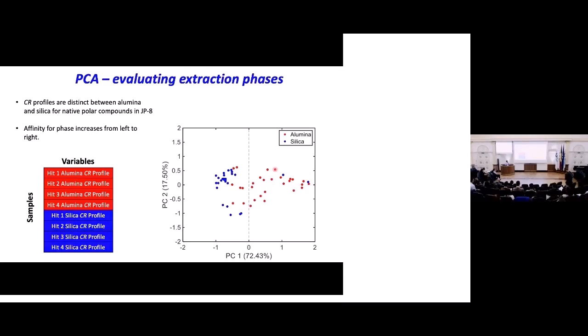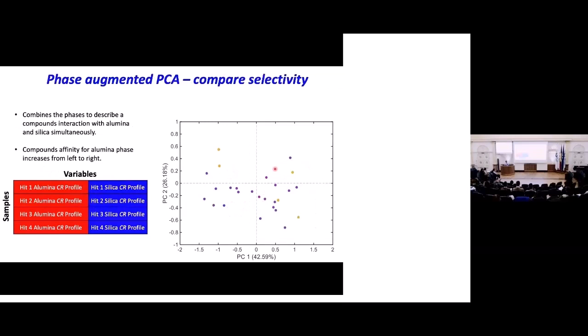But this kind of told us an overall view of how alumina and silica may interact with this specific jet fuel. We also wanted to know how each of the compounds individually spread out amongst these phases. That way you can get a matrix of how a compound's affinity might play out for both silica and alumina. And so you can organize PCA in a different way. Instead of putting all your concentration ratio profiles as their own samples, you can match up your concentration ratio profiles for the same compounds, augment them, and submit those into PCA.